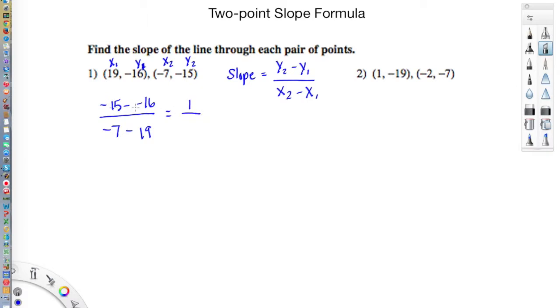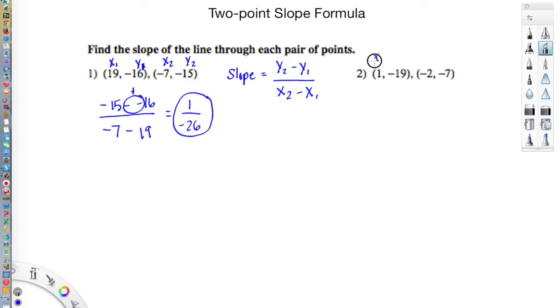This is really negative 15 plus 16, which would give me a 1, and then a negative 7. And if I took 19 more negatives away from that, that would give me a negative 26. So there's my slope of up 1, and then I'd go left 26 units, which is going to create a very flat negative slope.